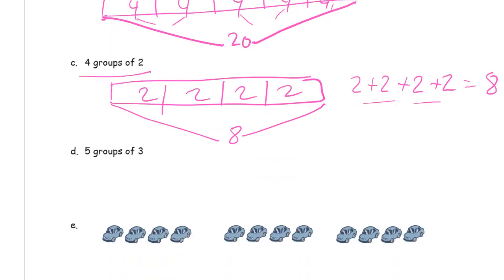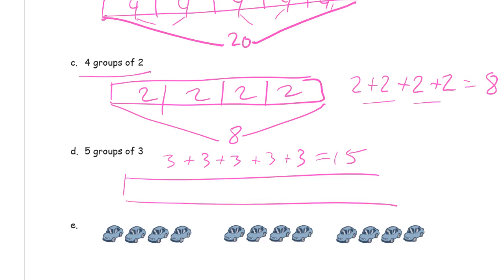And 5 groups of 3, that's 3 plus 3 plus 3, 5 times, right? Clean that up. And that's going to be 15. Here's my tape diagram. 5 groups. 1, 2, 3, 4, 5. One of the great things about tape diagrams is if your tape diagram doesn't have enough sections, you can just draw another one on the end. And if it ends up that you've drawn too many, you can just erase one off of the end too.